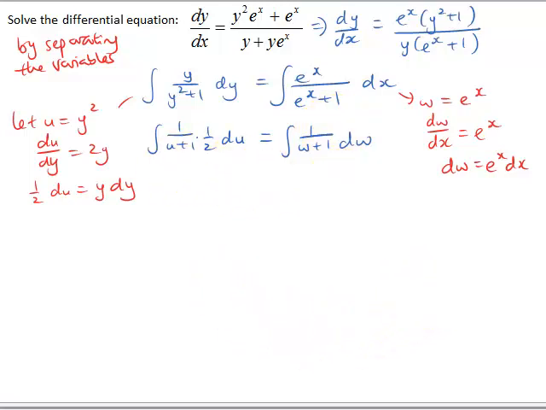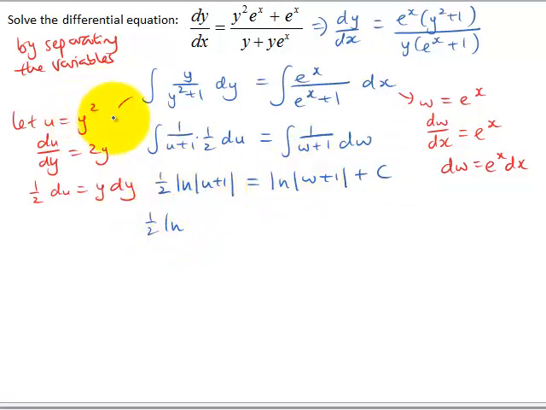So now I can perform the integration. I can see a half, which is a factor. So I just have to integrate 1 over u plus 1, which gives me ln|u plus 1|. Integrating 1 over w plus 1 gives ln|w plus 1|. So let me now substitute back the u as well as the w. u is y squared. w is e^x. So I have a half here, I'm going to multiply across.